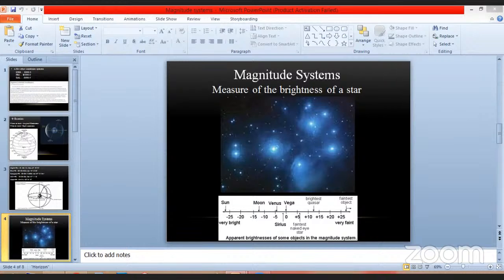So we have given 0 as a reference point to Vega. Vega has a zero magnitude. Zero magnitude doesn't mean zero brightness. It has a high brightness, and we give the reference point to that because it is a star. Anything that is below zero is mostly the planets and the Sun that we see, because they are at a relatively very small distance compared to the stars and other celestial objects like galaxies.